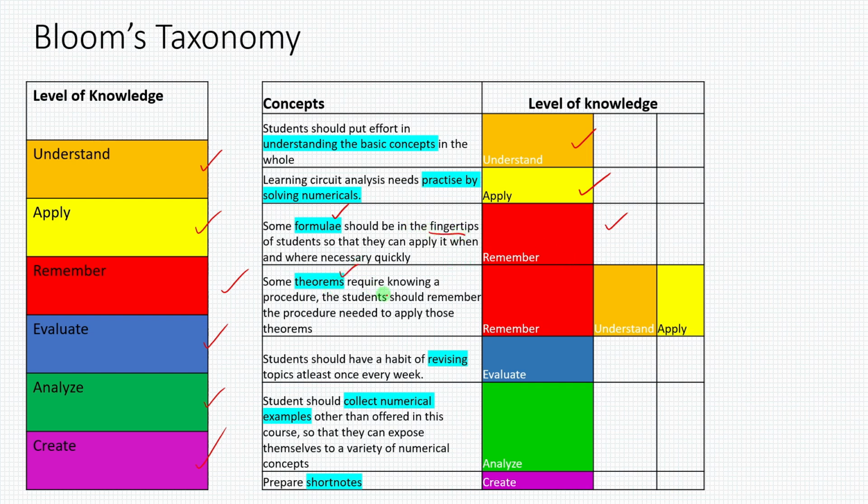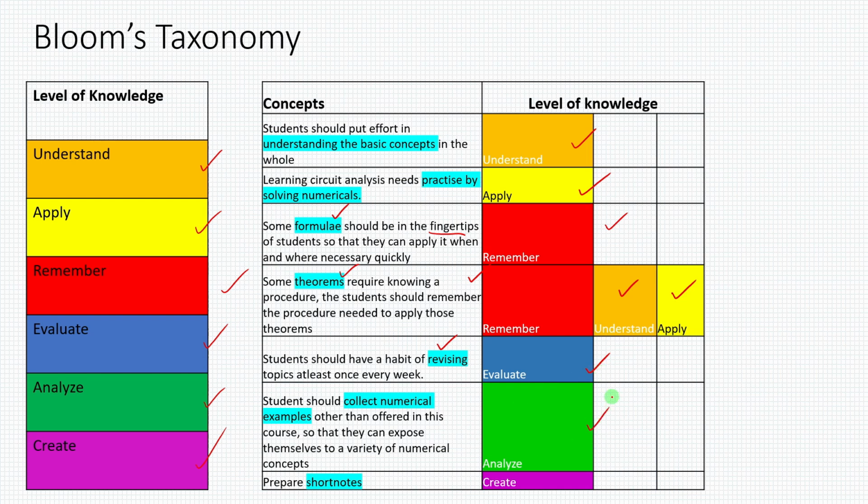Now, there will be so many theorems that we are going to learn in engineering circuit analysis. Your level of knowledge for theorems is that you should be able to understand the theorems. You should be able to apply the theorems. And because some of these theorems have a procedure, you should also be able to remember that procedure. Only then will you have a proper grip on the subject. Now, revision of any subject is very important. Students have to revise the subject, and that is the evaluation level of knowledge. You should be able to revise the subject.